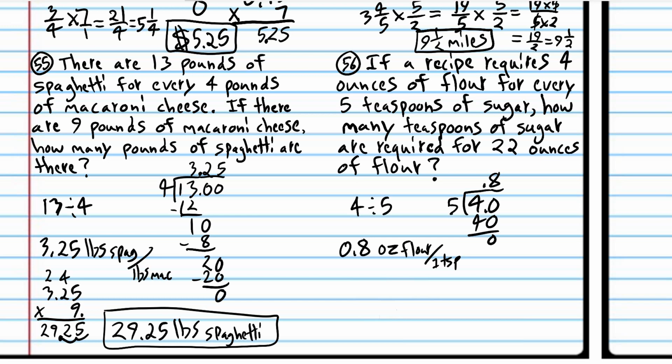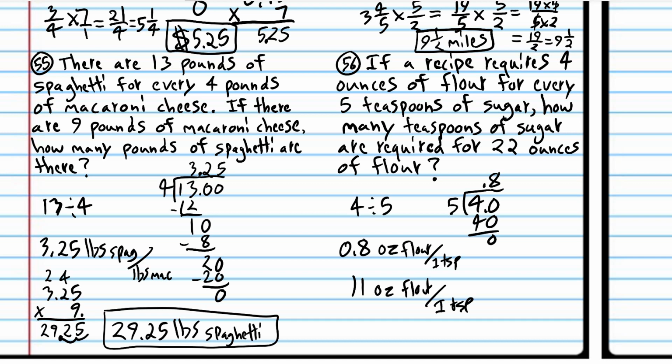So let's use simple numbers. Let's pretend that this number is 11. So let's say it's 11 ounces of flour for every 1 teaspoon. Then it's going to be easy to figure out what operation to use. So there's 11 ounces of flour for every 1 teaspoon, and they tell us that there's 22 ounces of flour. So how many teaspoons of sugar do we use?